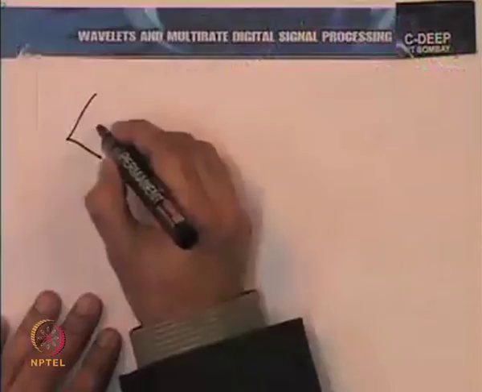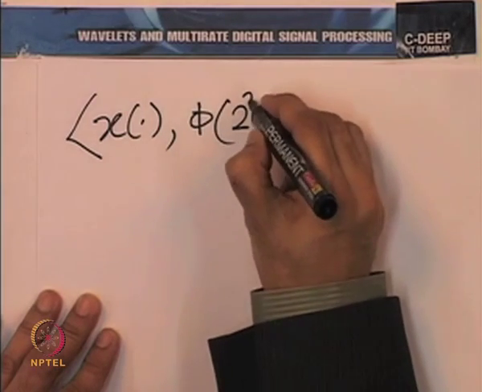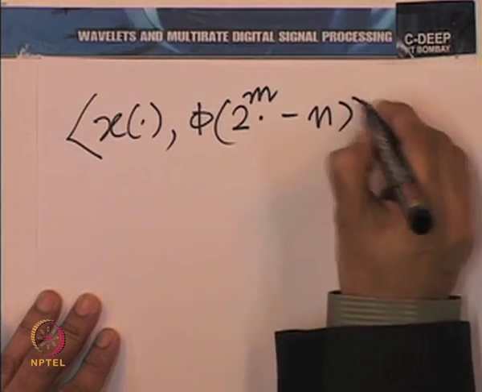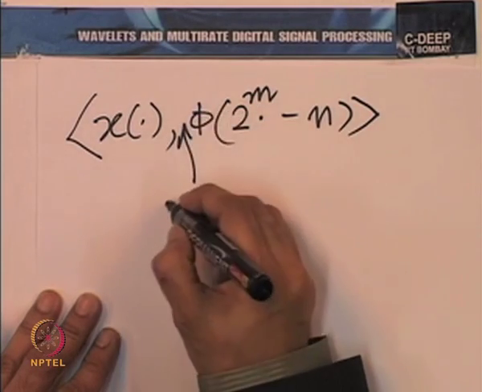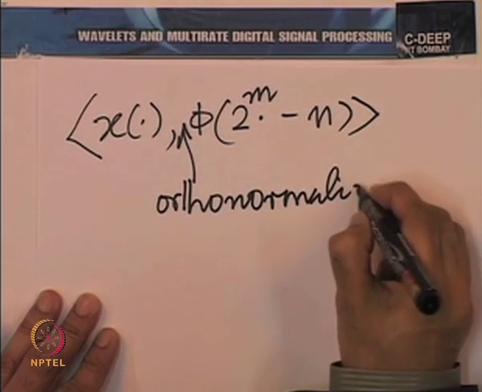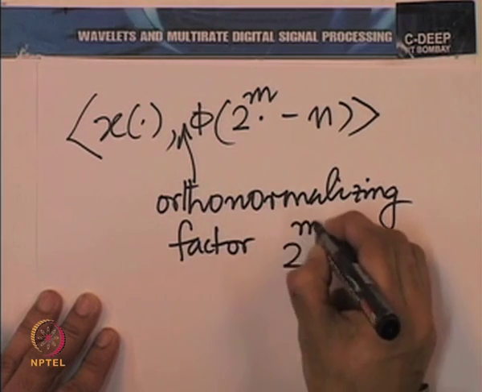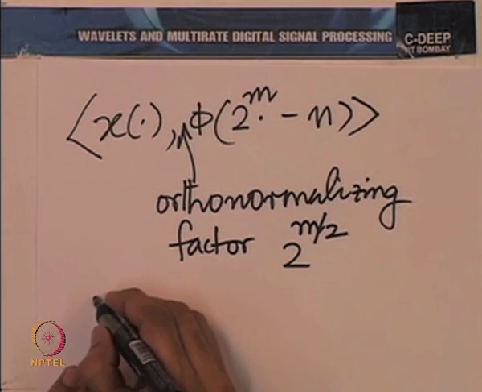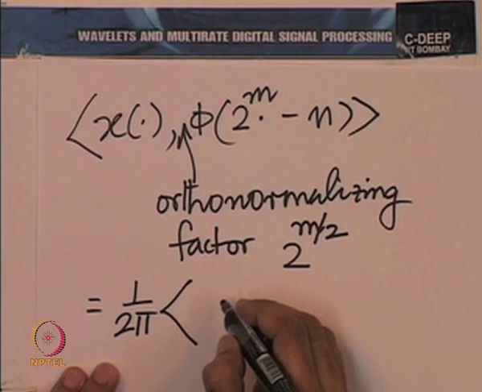So, when we consider the inner product that we were doing a few minutes ago, the inner product of x with phi 2 raised to the power m t minus n, and now if you wish to make it orthonormal, then introduce the orthonormalizing factor, 2 raised to the power m by 2. This is going to be equal to 1 by 2 pi times the Fourier transform of each of them.